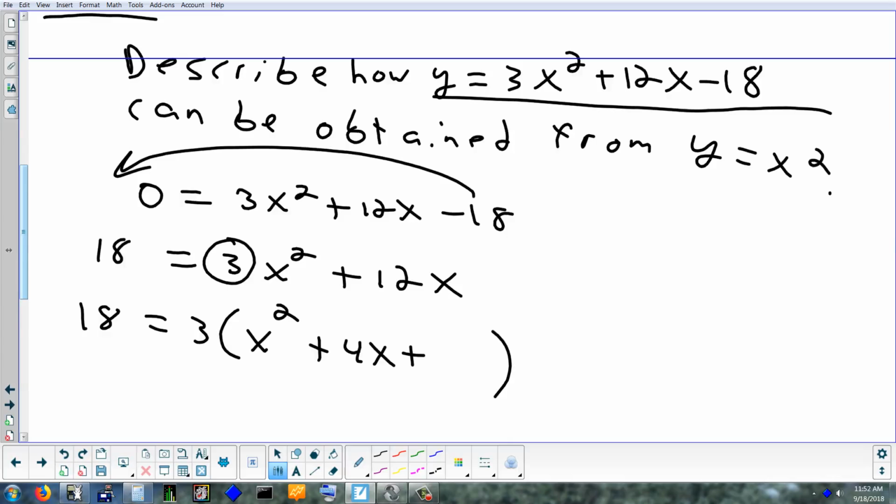So let me double check it. 3 times x squared. Yep. 3 times 4 is 12. Yep. So I factored out a 3, and now we just have a 1. You don't have to write the 1.